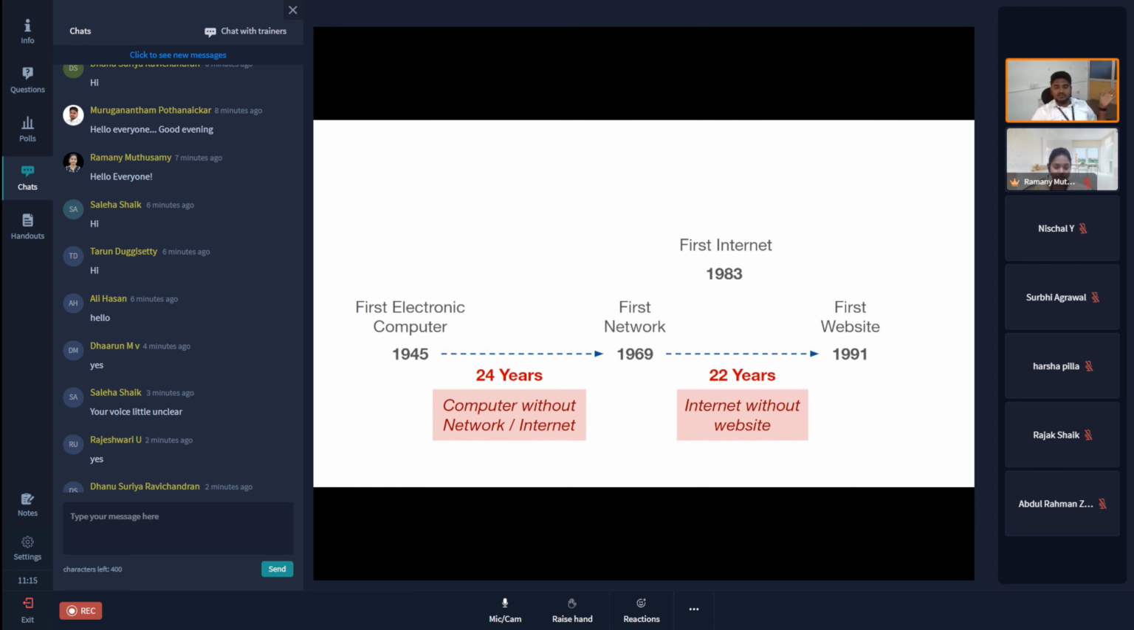So after 46 years of inventing the computer, the first website was born. So a website is not the first thing attackers or cyber hackers will aim for. A website is a recent technology, whereas the computer network and internet have been around for more than 50 years. That is where a lot of attacks happen.